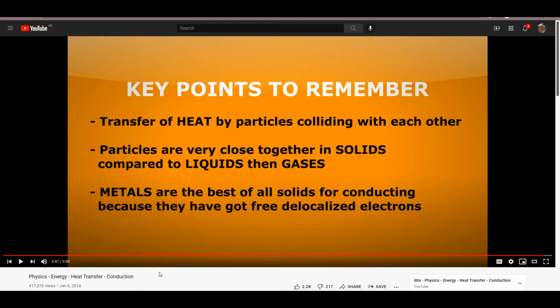For metals, there are free moving electrons present in the metal that allow heat to be transferred faster. No need to say more, just say that electrons are transferring heat. So later I'll teach you how to write it.